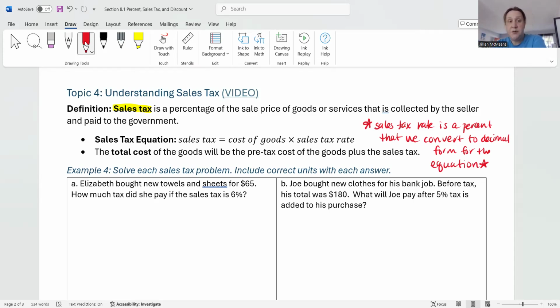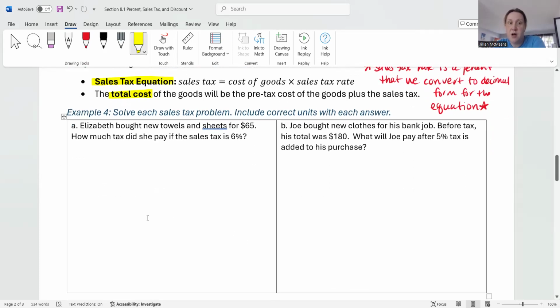Now, sometimes you're asked for just the sales tax. Sometimes you're then asked for the total cost of the goods. So the total cost of the goods is the sales tax plus whatever the pre-tax cost is. So whatever the cost of the goods or services before tax plus any sales tax, that's what you actually end up paying. Okay? So let's look at example 4.